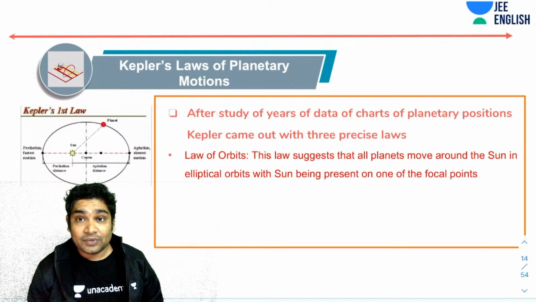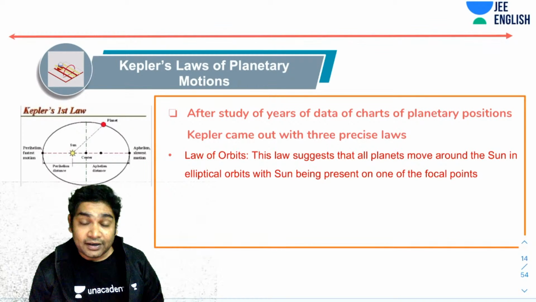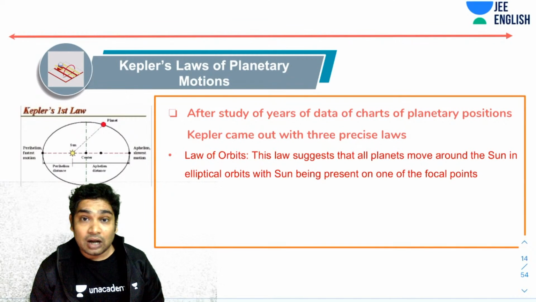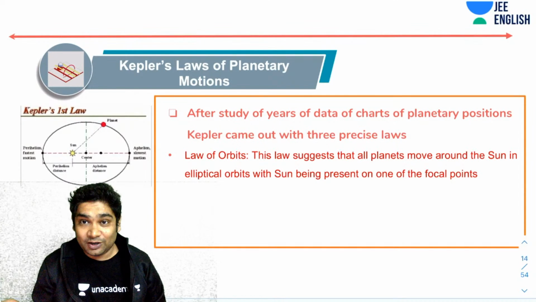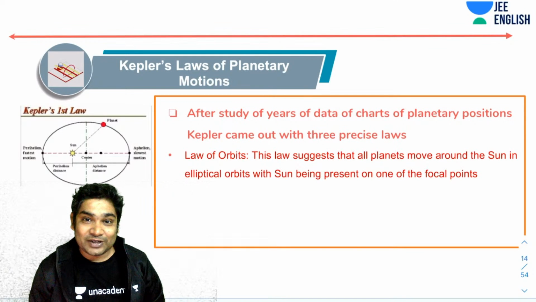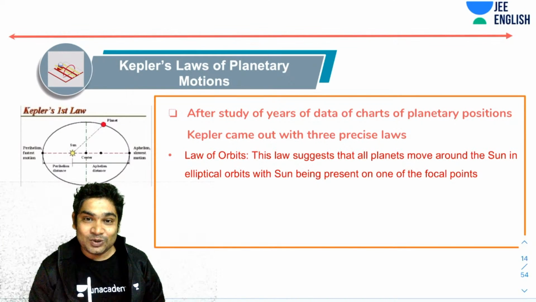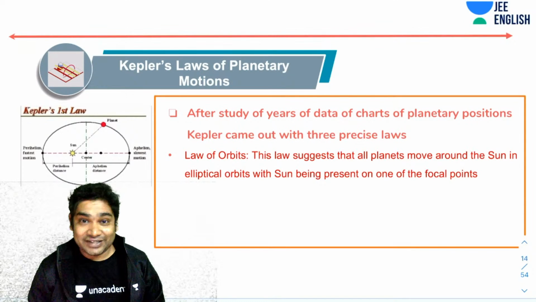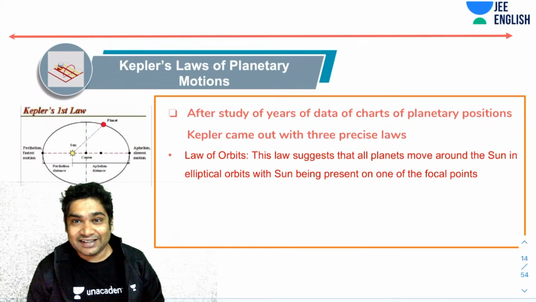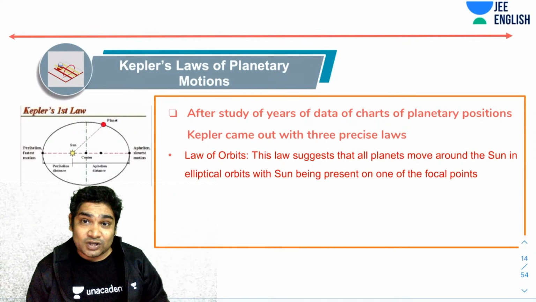After years of study of data of charts of planetary positions, Kepler came out with just three precise laws. Trust me, it took a huge amount of time for Kepler to come out with these laws. I think it was more than 20 years, and you get to study them in less than 20 minutes. So you should appreciate the work done by all the scientists. The first law was the law of orbits.